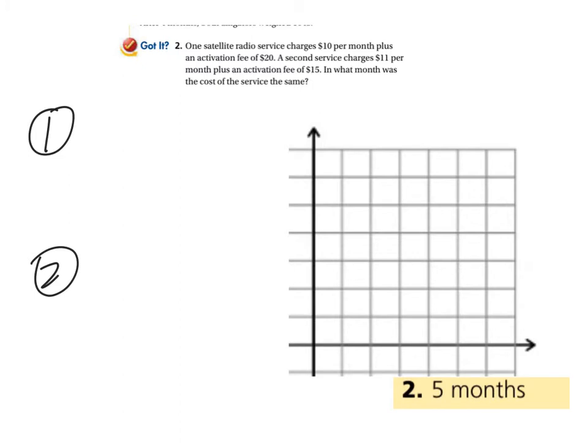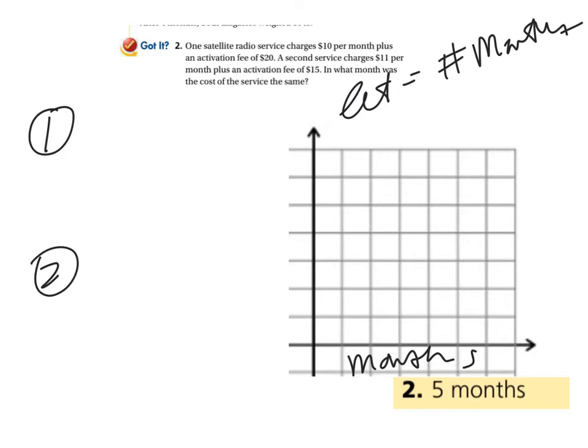Alrighty, so we're going to say, don't forget this here, let M equal number of months. Okay? And that's going to be our input variable along here, right? That's going to be our X, it's going to be months. And the Y axis is going to be cost. Okay, look familiar? Alrighty, so that first one, they charge, so we're going to say Y, or C for cost if you prefer, right?